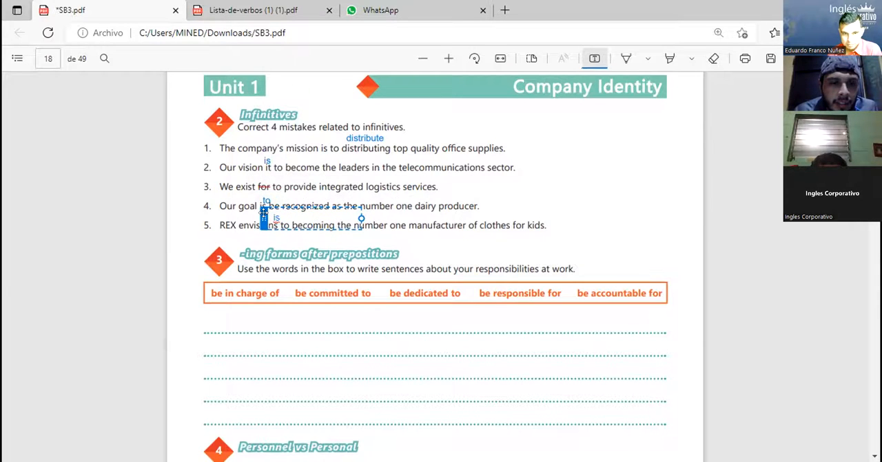Este. Y es tú. Y acá es become. Envision is to become the number one manufacturer of clothes for kids. Y creería, aunque se ve raro, que la 3 está bien. Existimos para proveer servicios integrados de logística. Que for to, pero es que este, no me acuerdo cómo se llama.